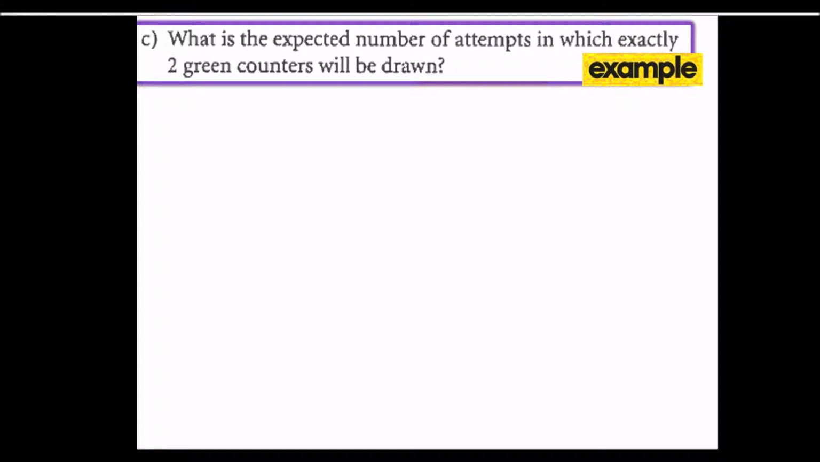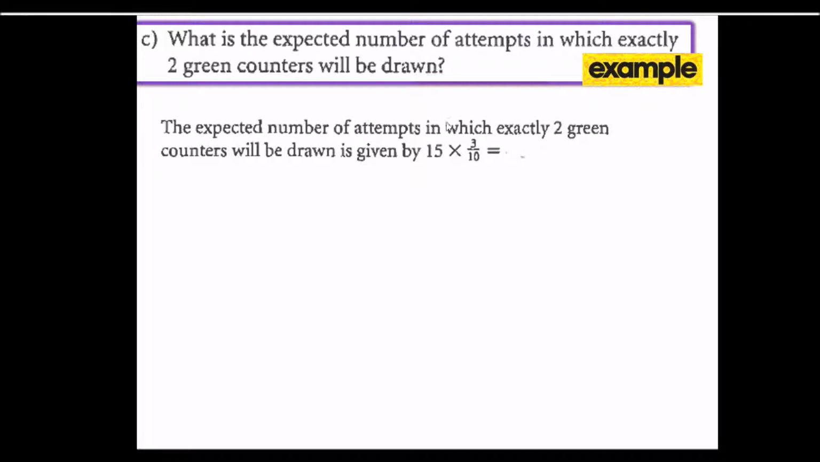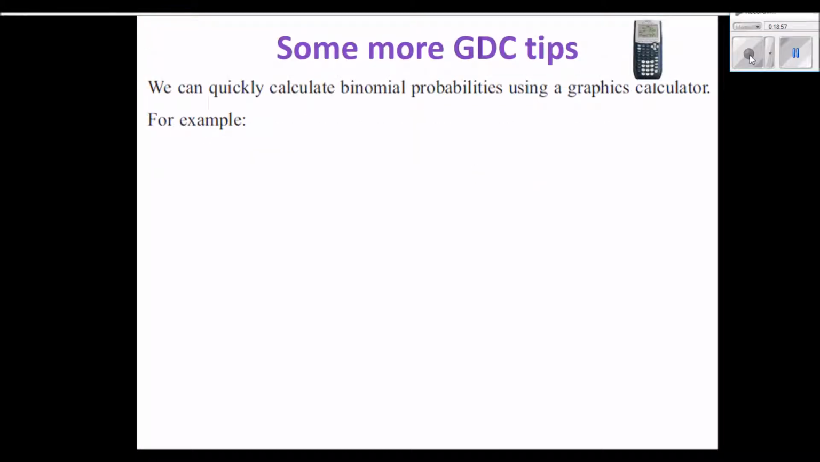So now we're off to the expectation kind of question. So remember, expected number is NP. So there were 15 attempts in total, and the probability of success was 3/10. So the expected number of attempts in which exactly 2 green counters would be drawn would be NP, which is the number of experiments times the probability of success. We would expect 4.5 times there to be exactly 2 green counters drawn.